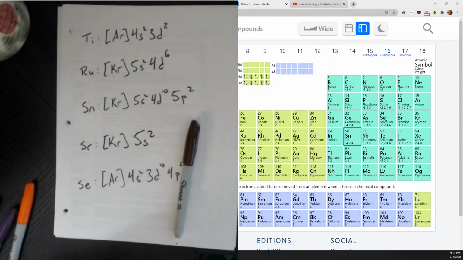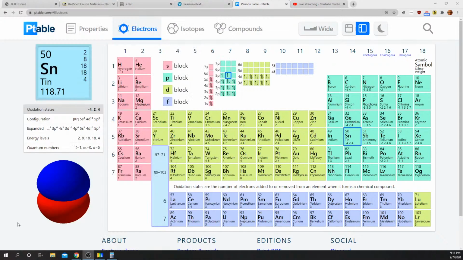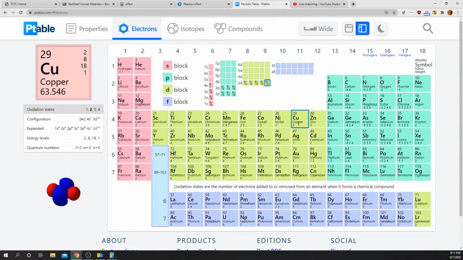Being able to fill those in is useful. Don't forget that there are exceptions that they will expect you to know. They will expect you to know the chromium column and the copper column. Remember those are exceptions because they bump an electron up from the S into the D in order to give a half full D subshell for the chromium group or a completely full D subshell for the copper group.